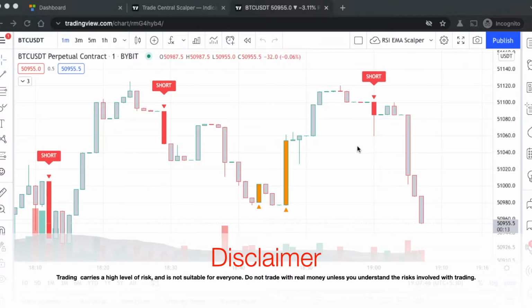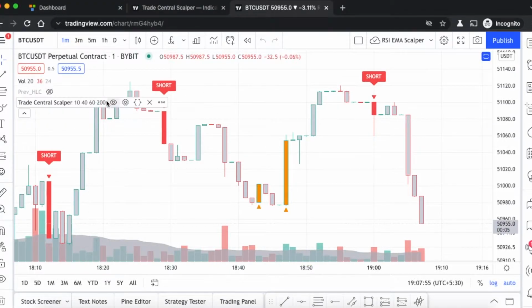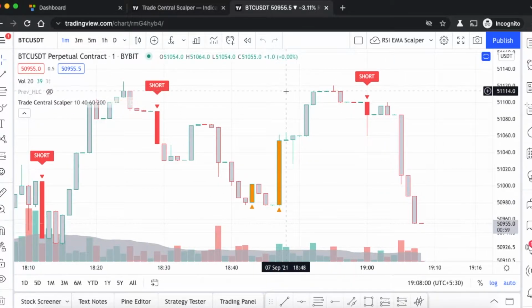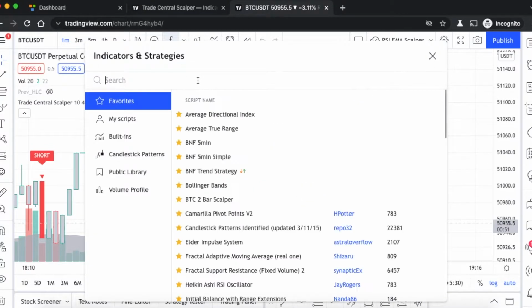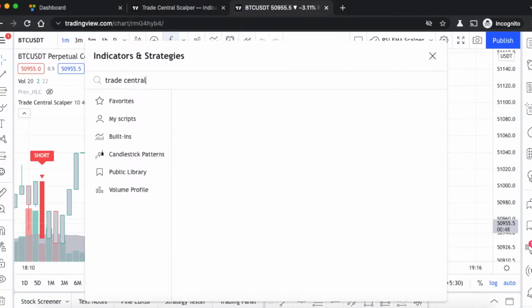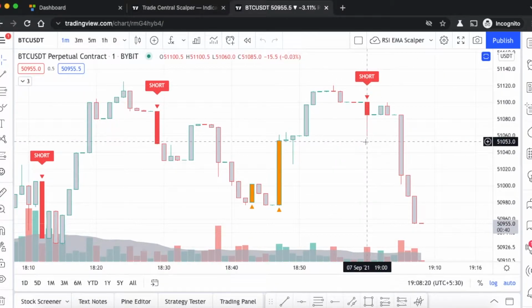As you can see, we have a BTC USDT chart open, and we have applied the indicator to this chart, which is Trade Central Scalper. How this indicator works, I'm going to let you know. But before that, if you are using TradingView, go to the indicators, search for Trade Central, and then you will find this indicator, Trade Central Scalper. You can add it to your chart, and as you can see, this is a scalping strategy, and we use a 1 minute time frame for this.